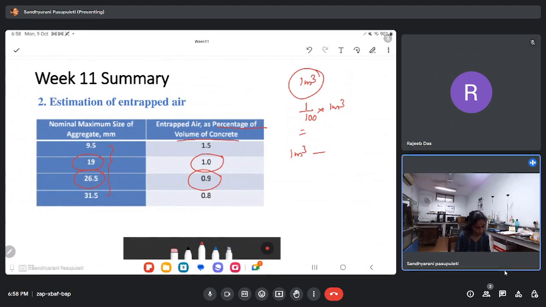So in the second step, we will be calculating the entrapped air. As I have already discussed, let us say if my NMAS is 19 mm, then the entrapped air would be 1%. That means 1 by 100 of the volume of the concrete, which is 1 meter cube. So out of a total 1 meter cube of concrete, 1 by 100 of 1 meter cube would be air. That means the remaining would be the solids.